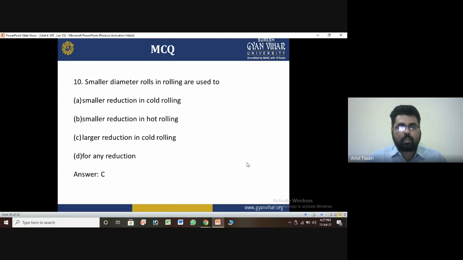And the last question: a small diameter roll in rolling is used to: A, small reduction in cold rolling; B, smaller reduction in hot rolling; C, larger reduction in cold rolling; and D, any reduction. C, the larger reduction in cold rolling, is the answer for the question.